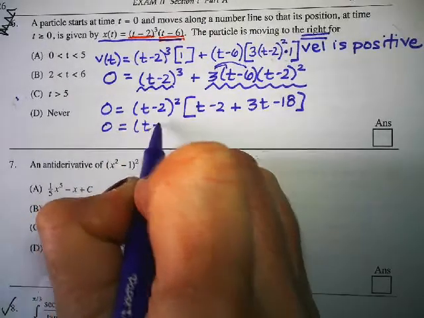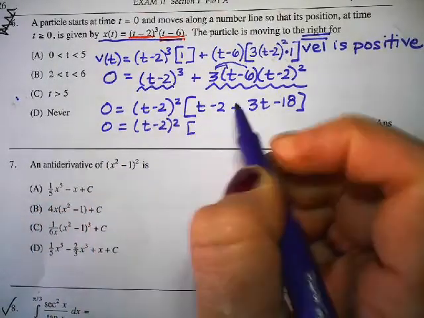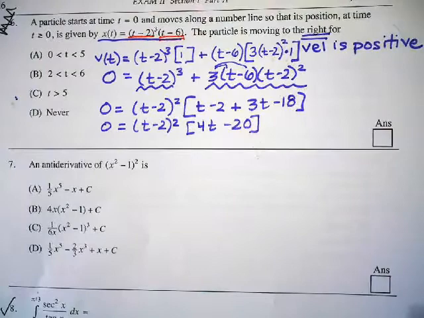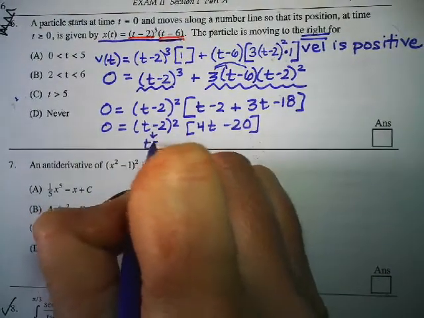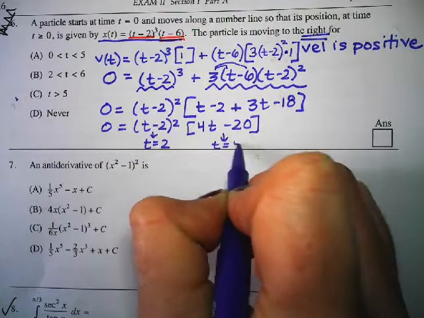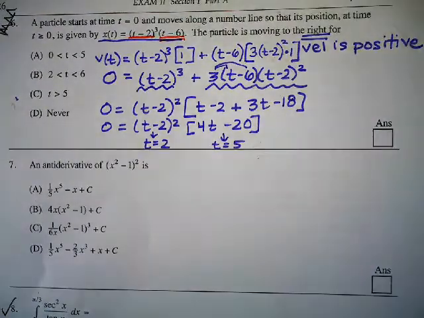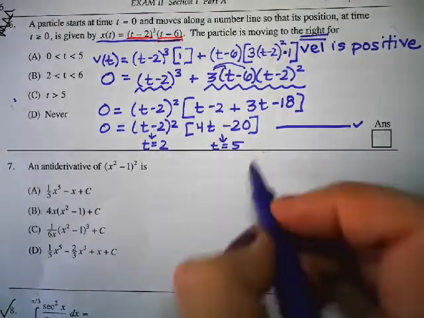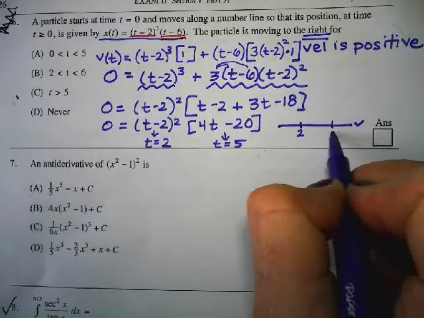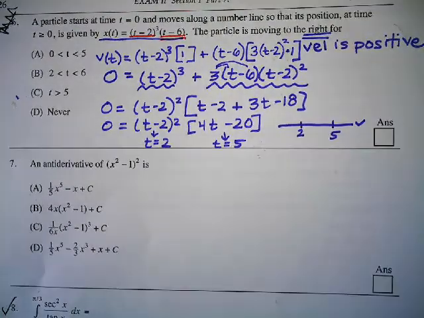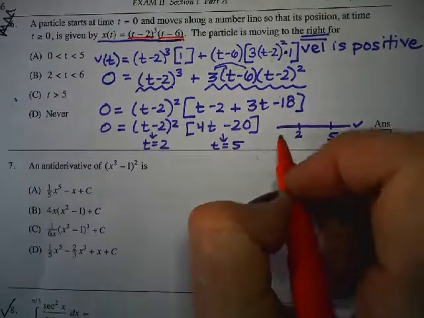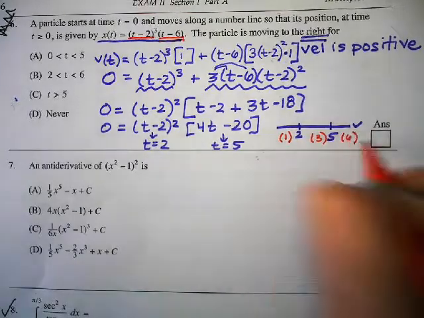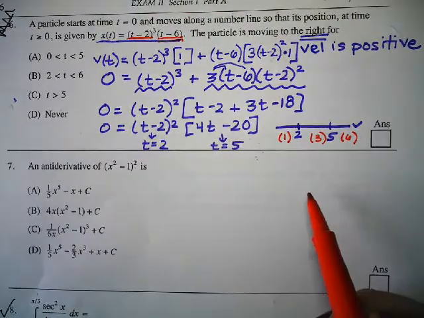I'm going to keep simplifying here. 0 equals t minus 2 quantity squared. In the parentheses, I have 4t minus 20. And now I can set each equal to 0, and I get time equals 2 and time equals 5. So those are the two times when the velocity is 0. I wanted to know when the velocity is positive. So I will make a velocity number line and I will put those 2 times on there, 2 and 5, and I'll test the velocity on either side of these critical numbers. So maybe I'll pick 1 and 3 and 6. And where I'm testing them is into the velocity, which is the derivative.